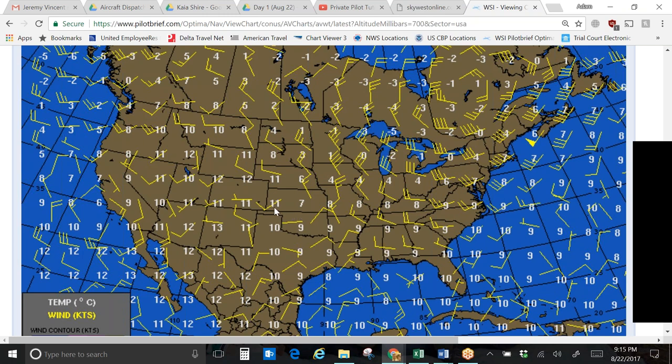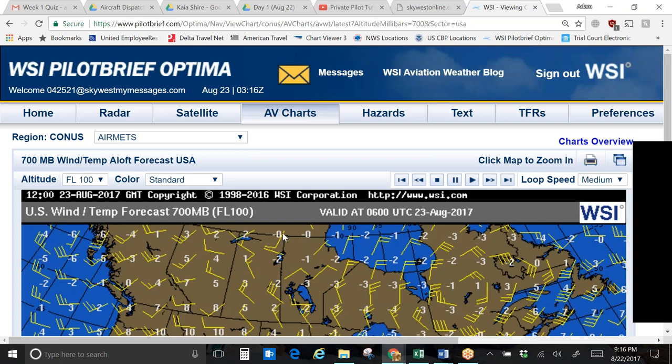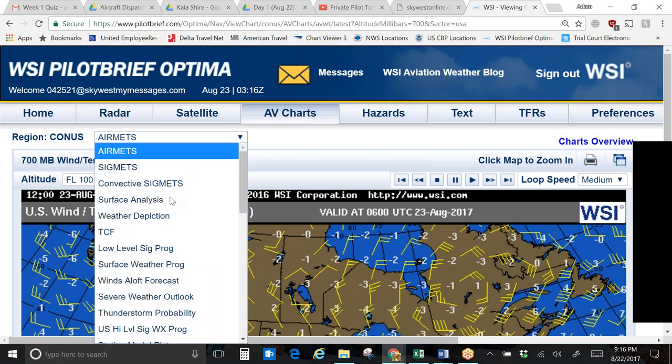The other thing I failed to mention is these little numbers, like 11, 12, that's the temperature. Back when we were at 45,000 feet, you were seeing like negative 50, negative 60 degrees Celsius. At 10,000 feet, we've got 11 degrees Celsius here, 6 degrees, 4 degrees, 1 degree, 0 degrees over here. So that's your temperature in Celsius. And that's our winds aloft.